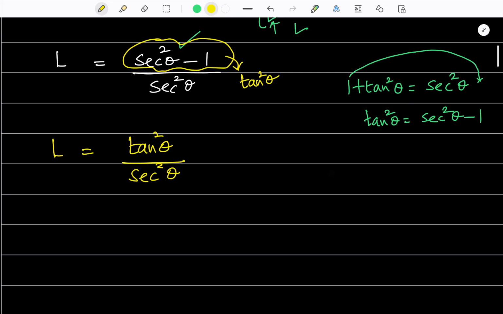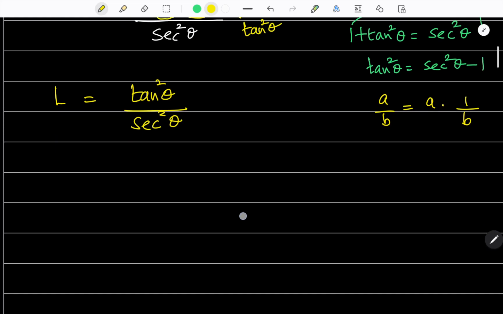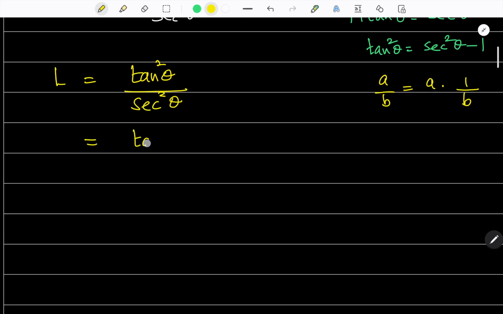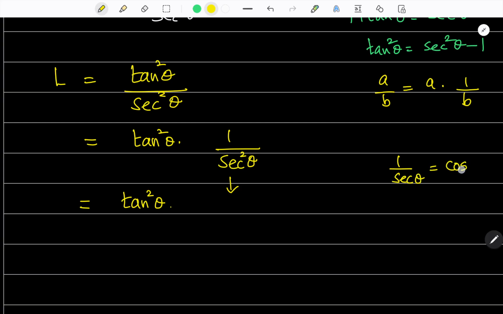So how to bring it? Look here. Suppose you have A by B. Can I write A times 1 by B? Yes, I can write. So this equals tan square theta times 1 by secant square theta. 1 by secant theta is what? 1 by secant theta is cosine theta. So 1 by secant square theta is what? Cosine square theta. So this is cosine square theta.